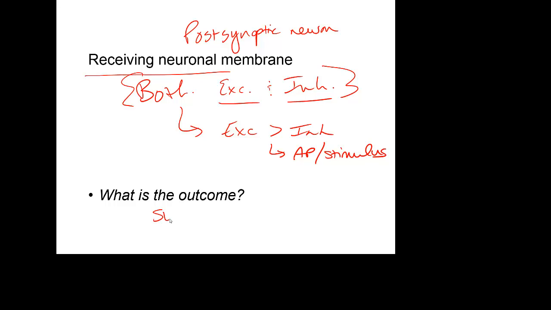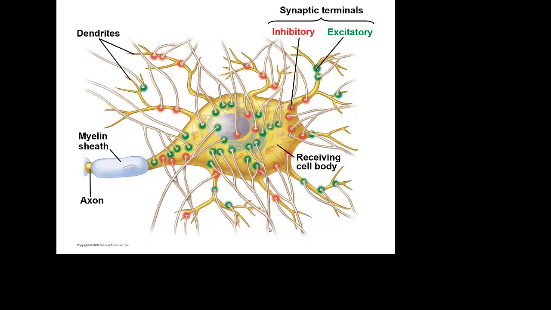So this is what we start looking at as summation. The nerve has to figure out what it's going to do. Is it getting enough excitatory stimulus to continue? If not, if inhibitory is greater, then the nerve stops sending signal. When we put a bunch of these nerves together, we start seeing how a more complex response is possible.